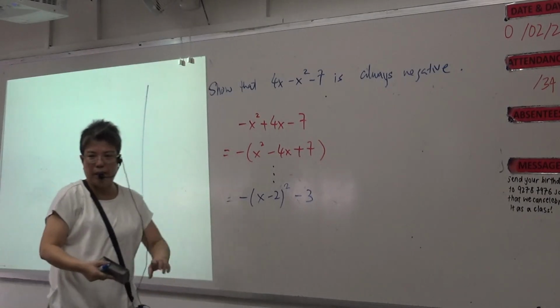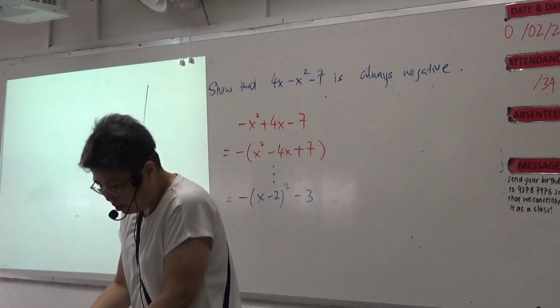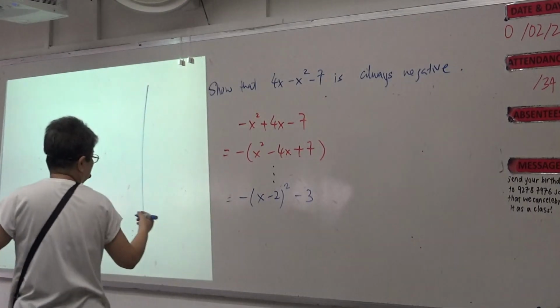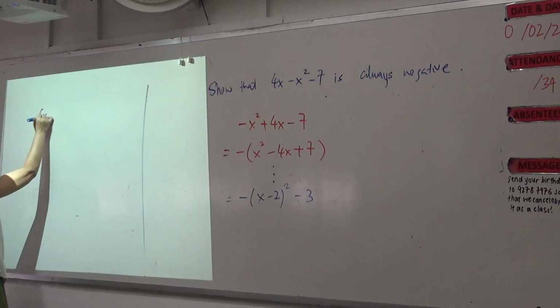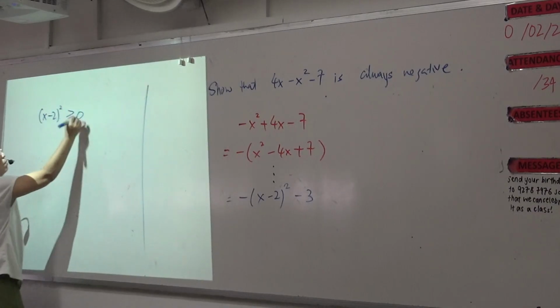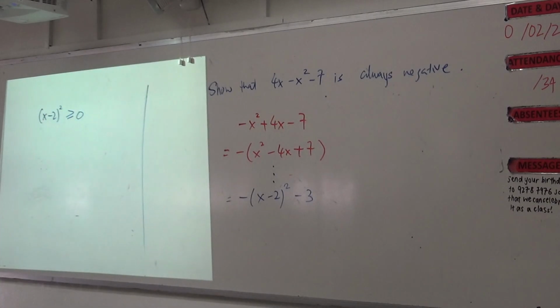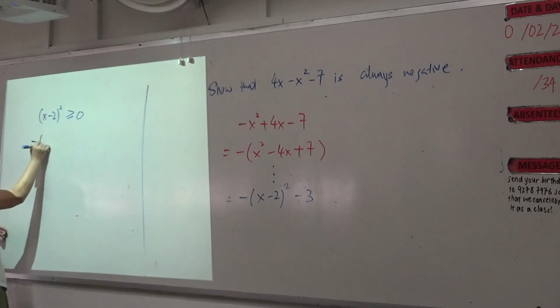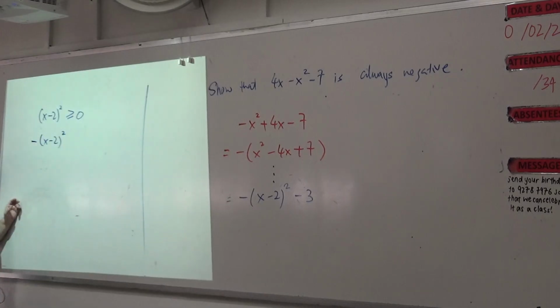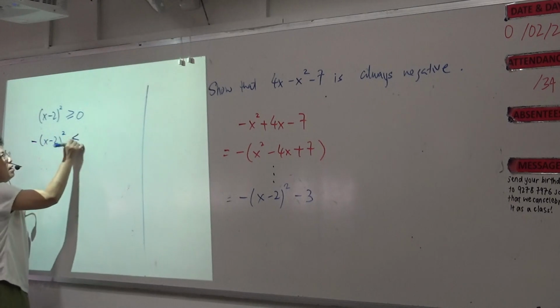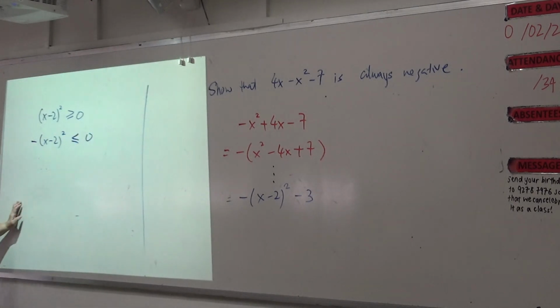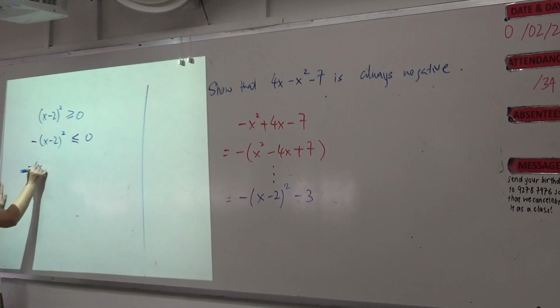Okay. All of you look up. How do we present this? x minus 2 squared must be bigger than or equal to 0, because it's always 0 or positive. Correct? When I multiply by negative 1, what will happen? Flip, right? Less than or equal to 0. Negative 1 times 0 is 0. Next, I minus 3 on both sides.